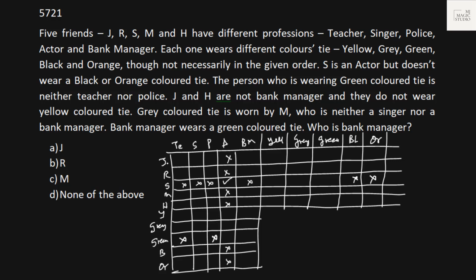J and H are not bank manager. J is not the bank manager. And where is our H? H is not the bank manager. And they do not wear yellow color tie. J is not wearing yellow. H is not wearing yellow. Grey color tie is worn by M. M is wearing grey.